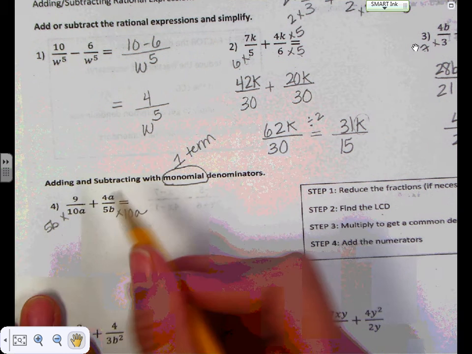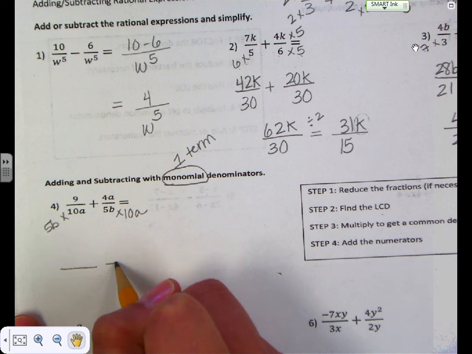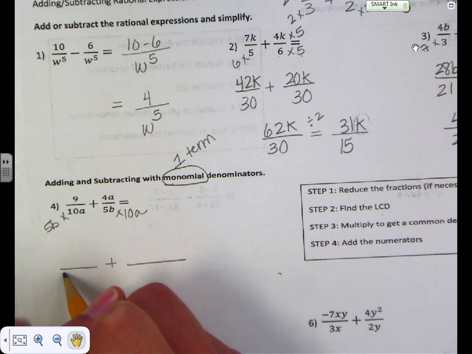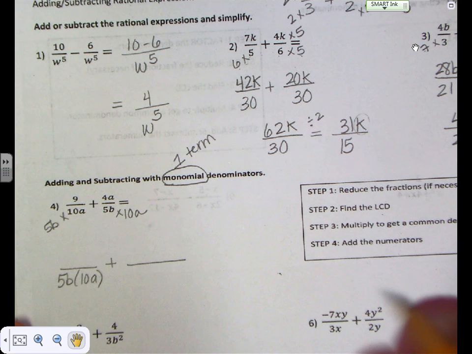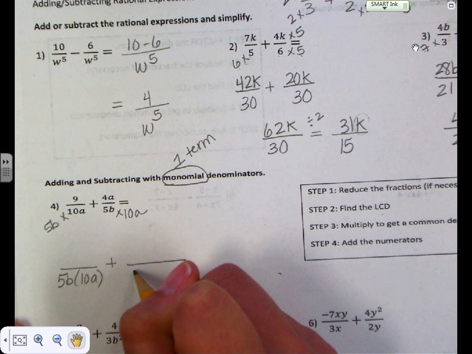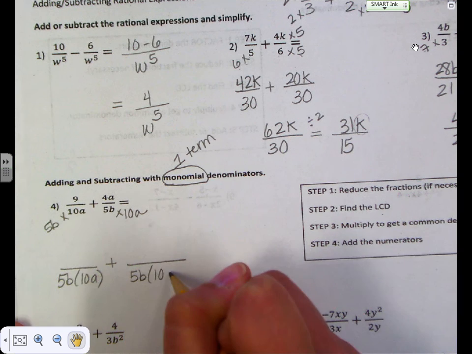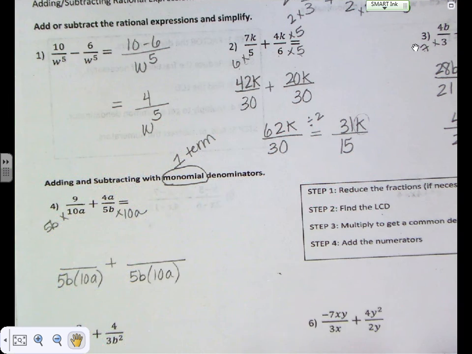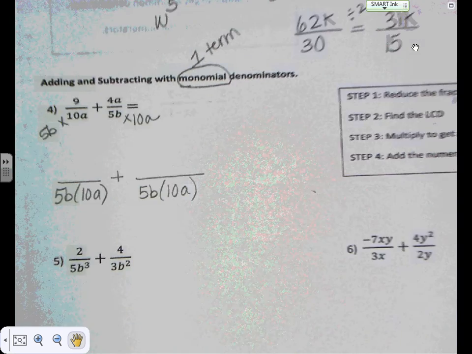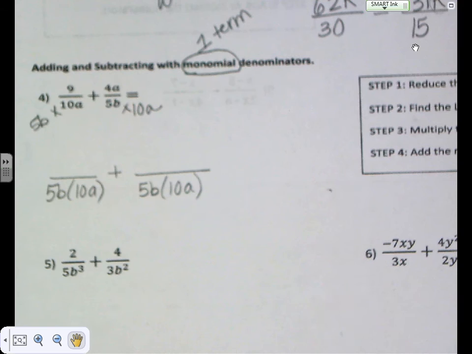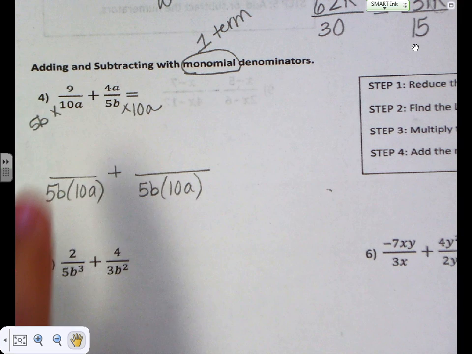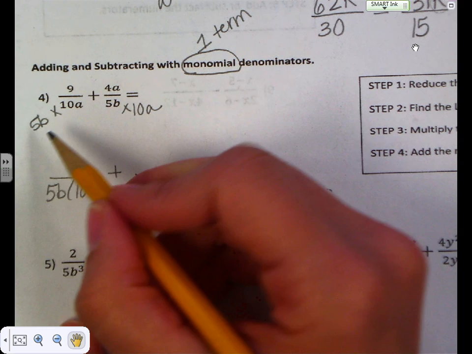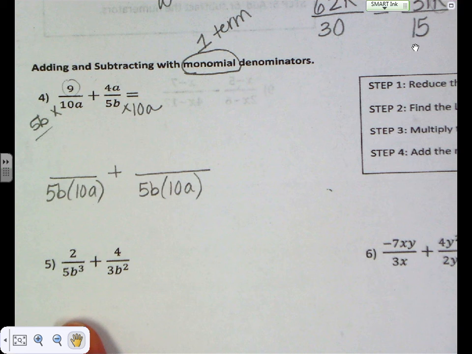So now you're going to have on the bottom 5b times 10a, or 10a times 5b, doesn't matter. And then 5b times 10a. My denominators are the same, but now I have to multiply the numerator by 5b. So what's 9 times 5b?